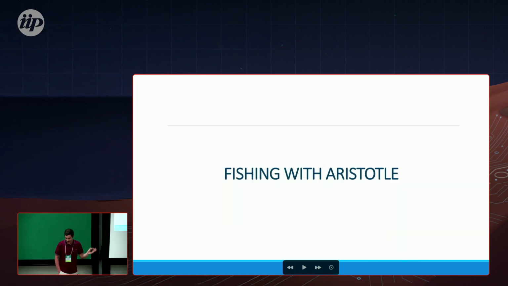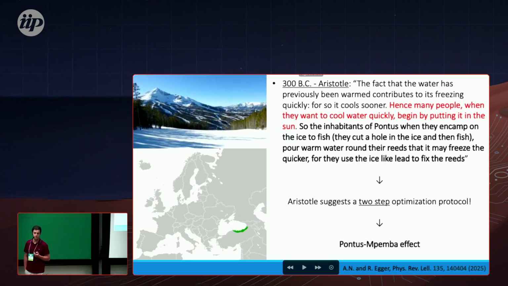So the Mpemba effect is an effect that you can trigger just by playing with the initial state. You have to consider different initial states and see which one relaxes faster. But it's not such a smart property, because usually we are not able to choose the initial state. Sometimes the initial state is fixed by nature and we just have to deal with it. And if we think about the original definition of the Mpemba effect, the one given by Aristotle, actually Aristotle was much smarter than Mpemba.